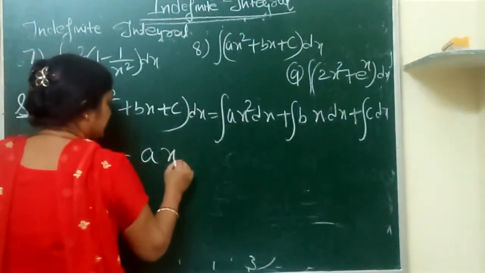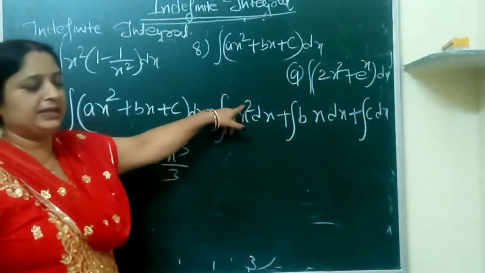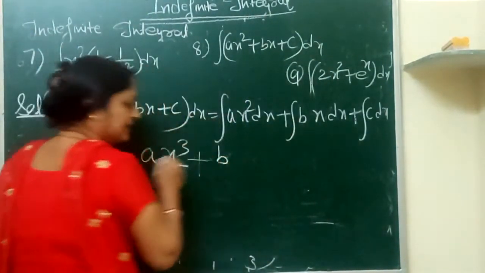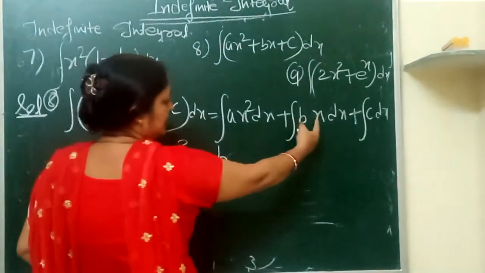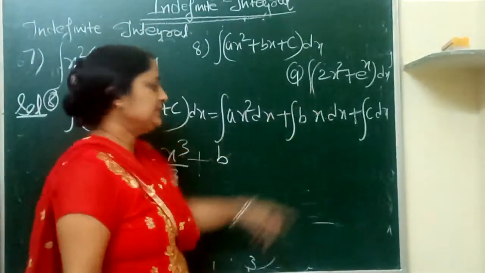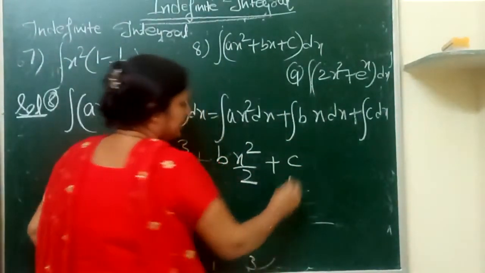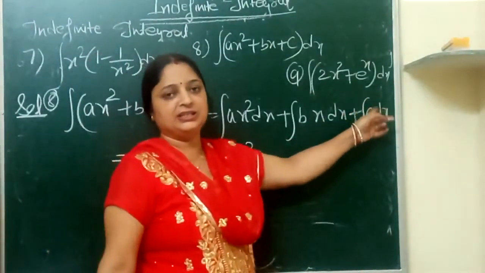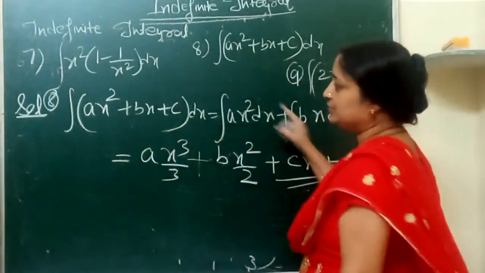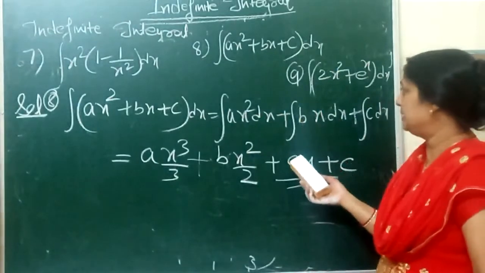Integration of x square is x cube upon 3, by applying the formula x raised to power n plus 1 upon n plus 1. Similarly, b is constant, so take it outside the integration, and here x dx. So it will come x raised to power 1, so 1 plus 1, x square upon 2, plus c constant outside the integration, and integration of dx is x plus c. So this is the required solution of question number 8. Look at the solution of question number 8.